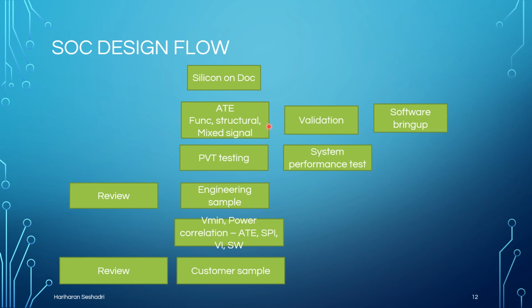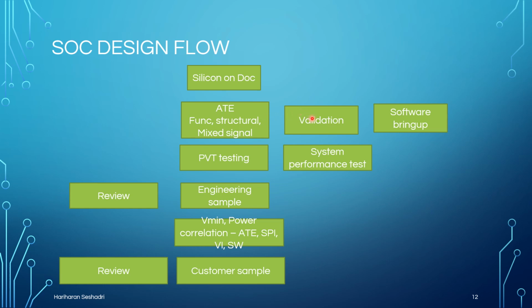So post silicon process, what happens? Quickly, very high level. Silicon on dock, where the silicon comes from the fabrication unit. After packaging, it comes to your company. Then you do all the testing using ATE. And there are a lot of testing teams called validation team, test teams, n number of teams to take it to the customer sample, to take it to the customer, right?